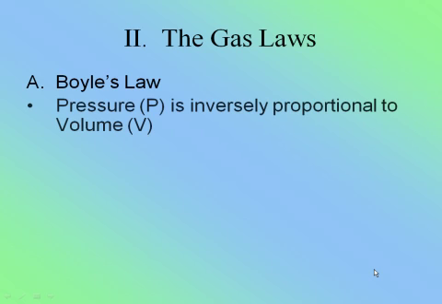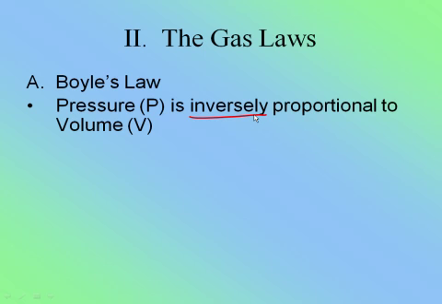Boyle, what he did was he compared pressure and volume of a gas, and what he found was the pressure of a gas, symbolized P, is inversely proportional to volume. Okay, so we have to think about math class for a second. Proportional means that the change is going to be the same. So whatever one does, the other one does. But the key here is the word inversely.